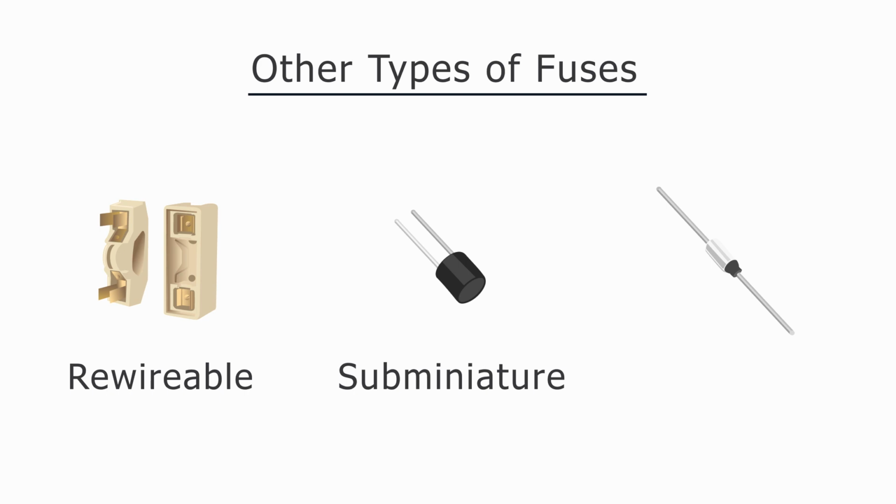Subminiature fuses. Small fuses found in most modern electronics, typically not resettable or replaceable, soldered directly to a board. Thermal fuses. Thermal fuses are designed to blow when a specific temperature is reached. These fuses are commonly found in high heat appliances such as hair dryers and toasters.